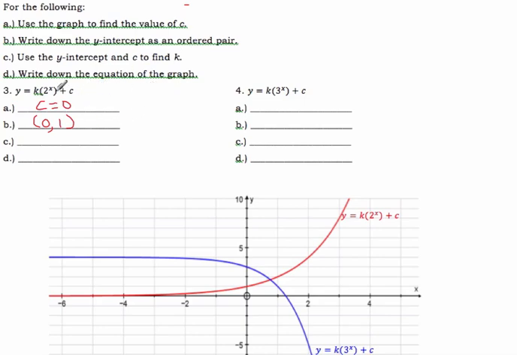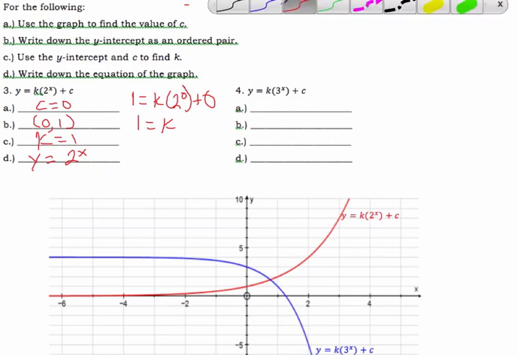We're going to use the y-intercept, so I can plug that in. That's (0, 1), so I can plug in 1 for y. That equals k times 2 to the power of 0 at the y-intercept, plus, we already know c is 0. So I work that out, I get 1 equals, this is 1, so k. So k equals 1. And write down the equation of the graph. Now we know k and c, so we can write down the equation as y equals 1 times, or we just leave out the 1. So it's just 2 to the power of x plus 0, and that's it. Actually, it's just y equals 2 to the power of x.